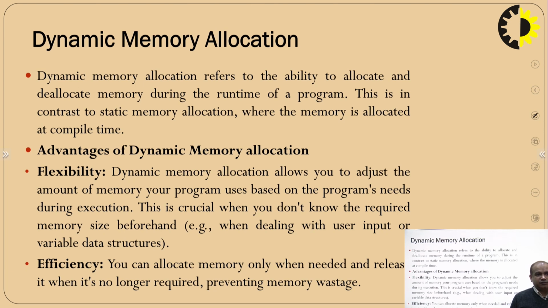The advantage of dynamic memory allocation is, first, flexibility. Dynamic memory allocation allows us to adjust the amount of memory our program uses based on the program's needs during execution. This is crucial when we don't know the required memory size beforehand. When dealing with user input or variable data structures, we will use dynamic memory allocation. Second thing is efficiency. We can allocate memory only when needed and release it when we no longer require it.